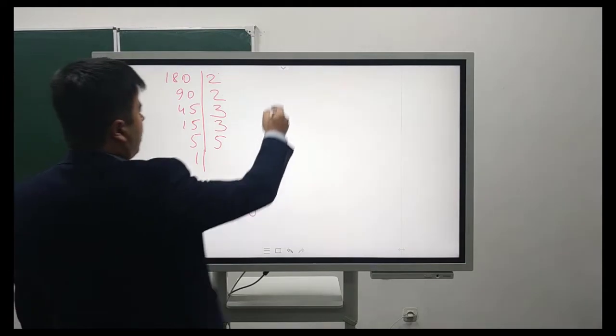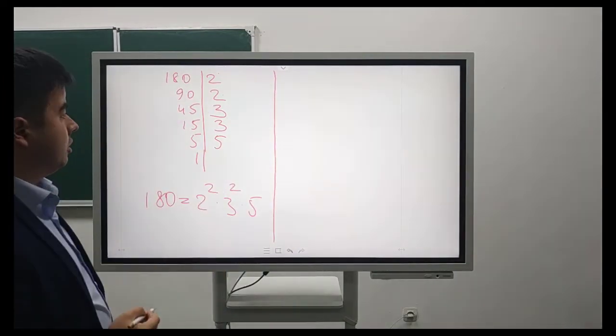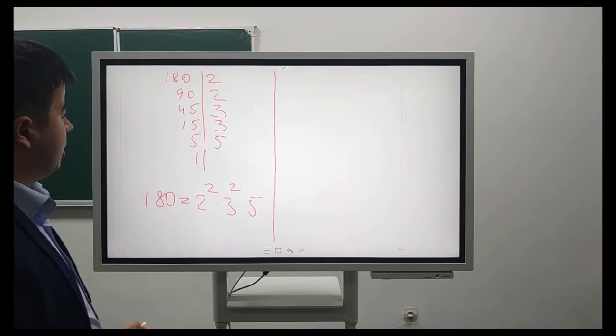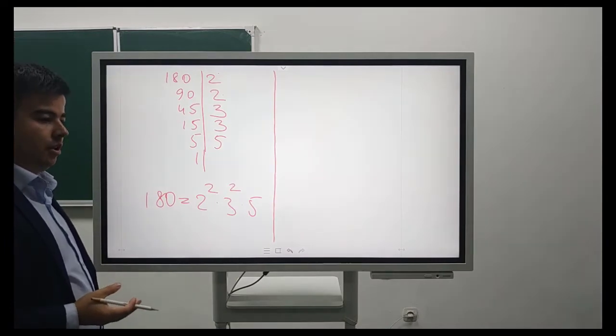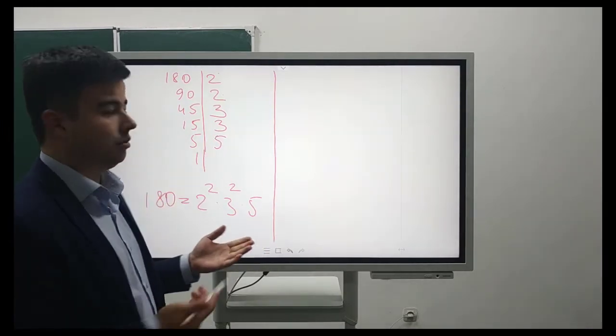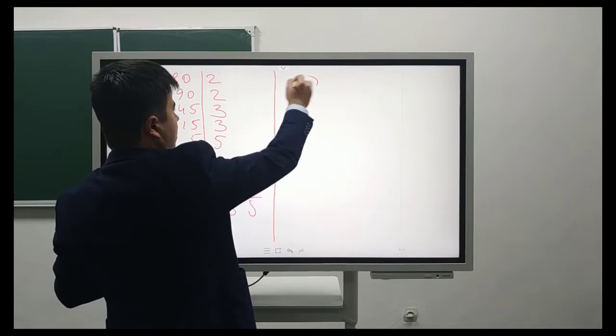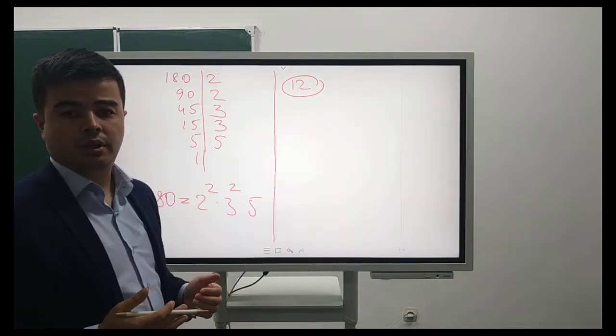Okay, now we have the definition of the number of divisors. For example, if you take any number, for example 12, yes? How many divisors does it have?